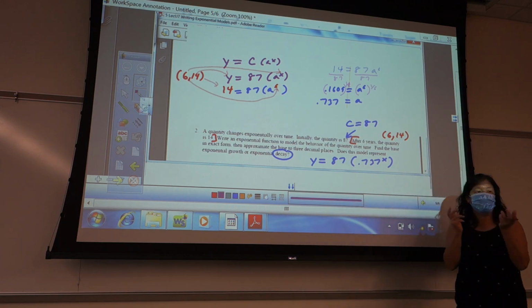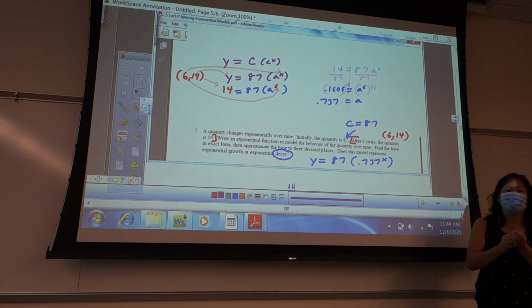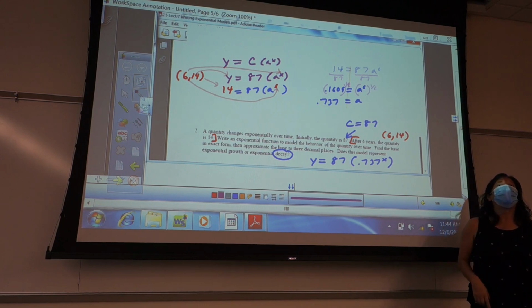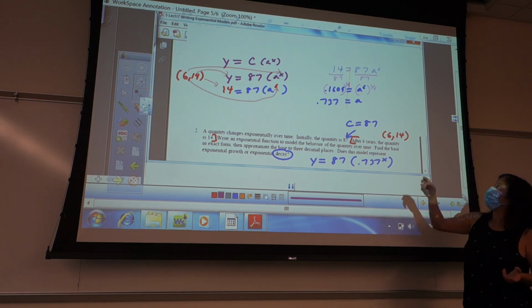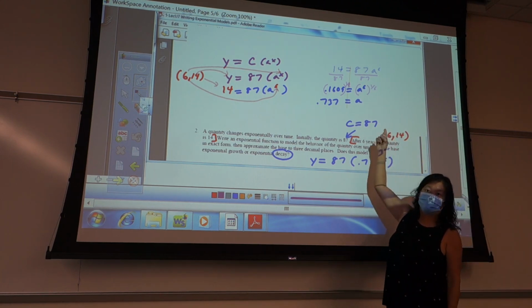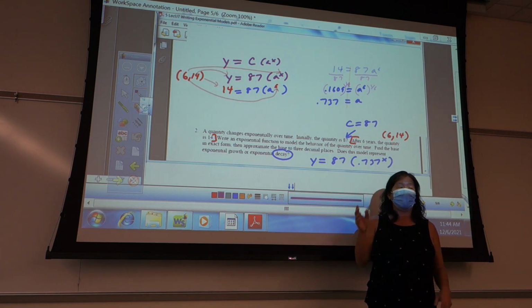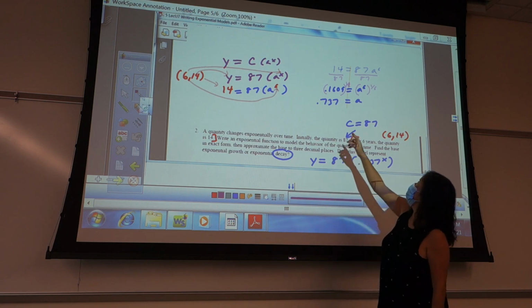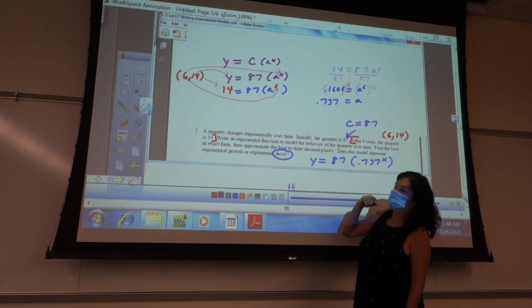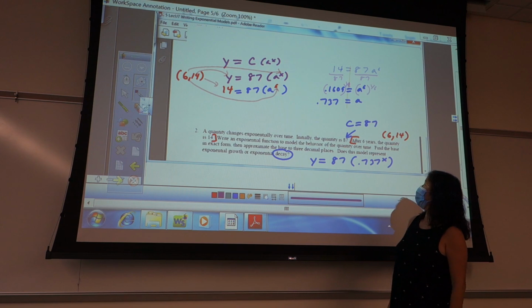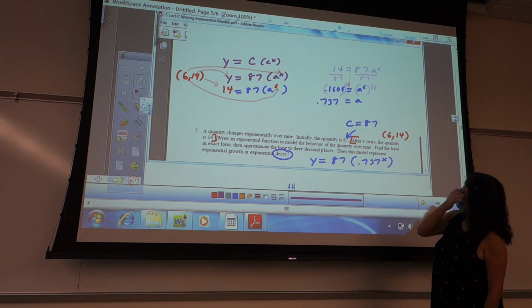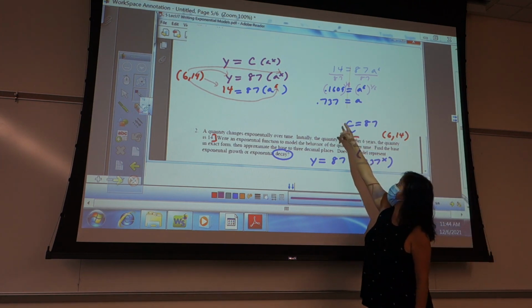And then remember, that's the tricky one. I have a to the 6th. I want a to the 1. So I need to raise both sides to the 1/6 power, because it's a to the 6th. Raising both sides to the 1/6 power will make it a to the 1. So that's why we had to do 0.1609 to the 1/6 power. We went over different ways of doing that one. So that's where we got a is 0.737.